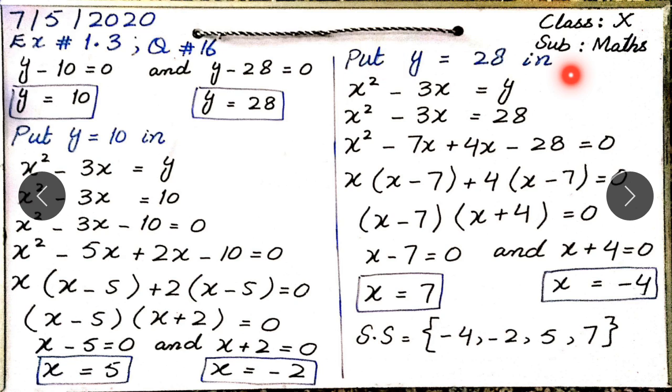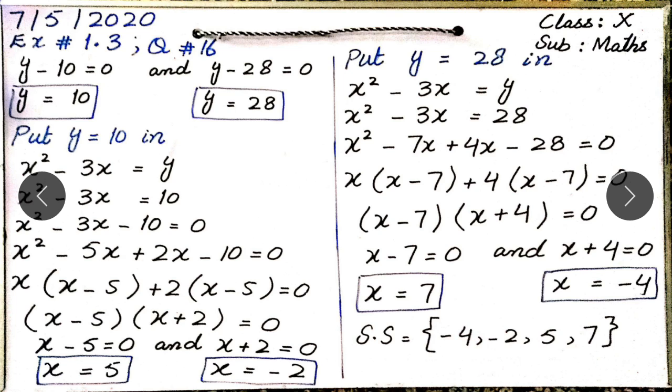Here another value of y is 28, and we have put it in the equation. So again midterm partition, 7 times 4 is 28, and minus 7 plus 4 gives minus 3. Again we have made pairs, we have taken common, and the result is the 2 values of x, 7 and minus 4. We have written all this in the solution set.